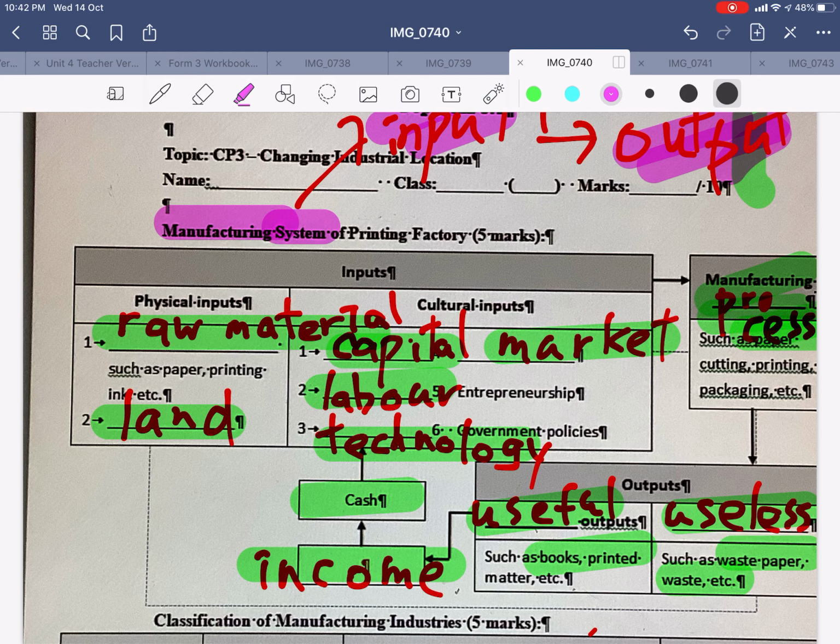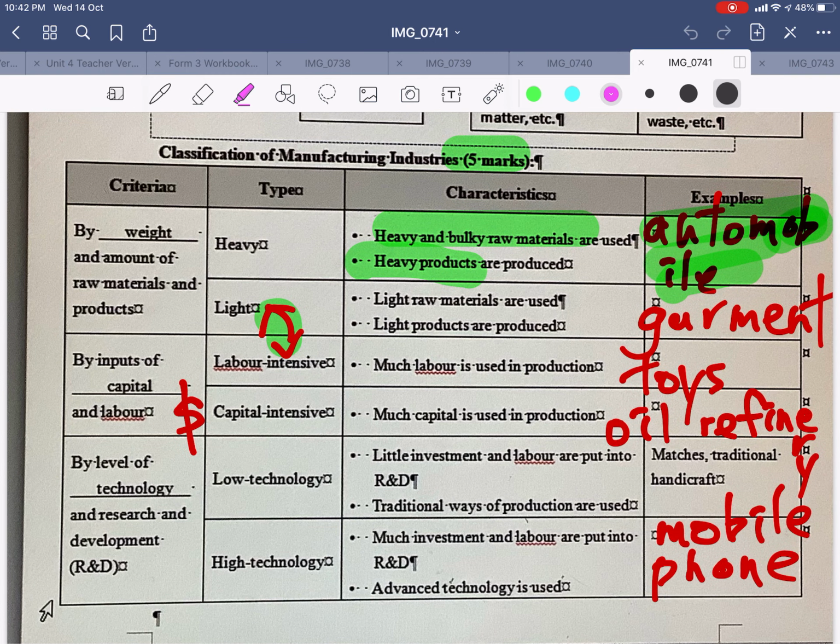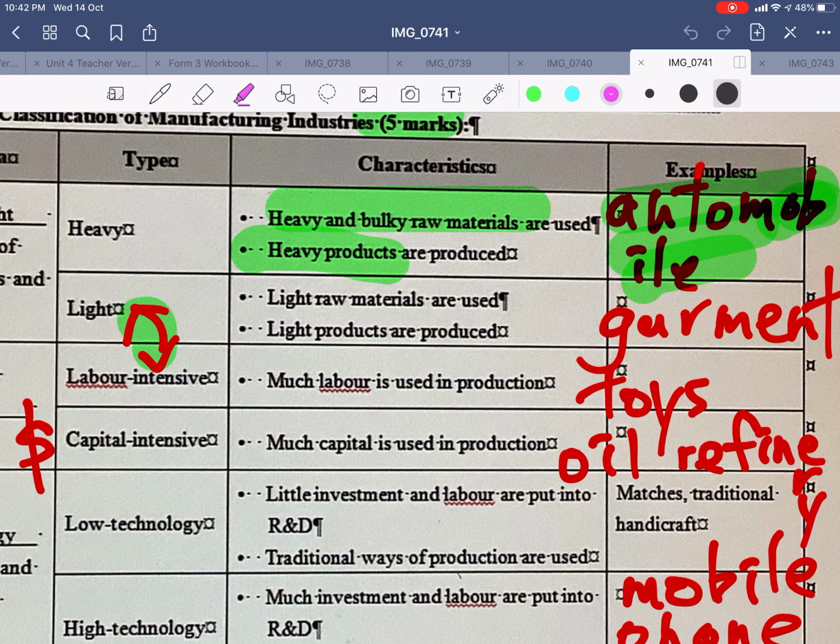Don't mix up, because for the next part, this part, this part, and this part will be 1 mark per each point. And here, it is okay to have different kinds of answer. For example, for the first one, heavy industry, if it is talking about heavy industry, not just automobile, we can do other things such as shipbuilding, or what kind of thing, iron and steel. Okay, it is also okay.